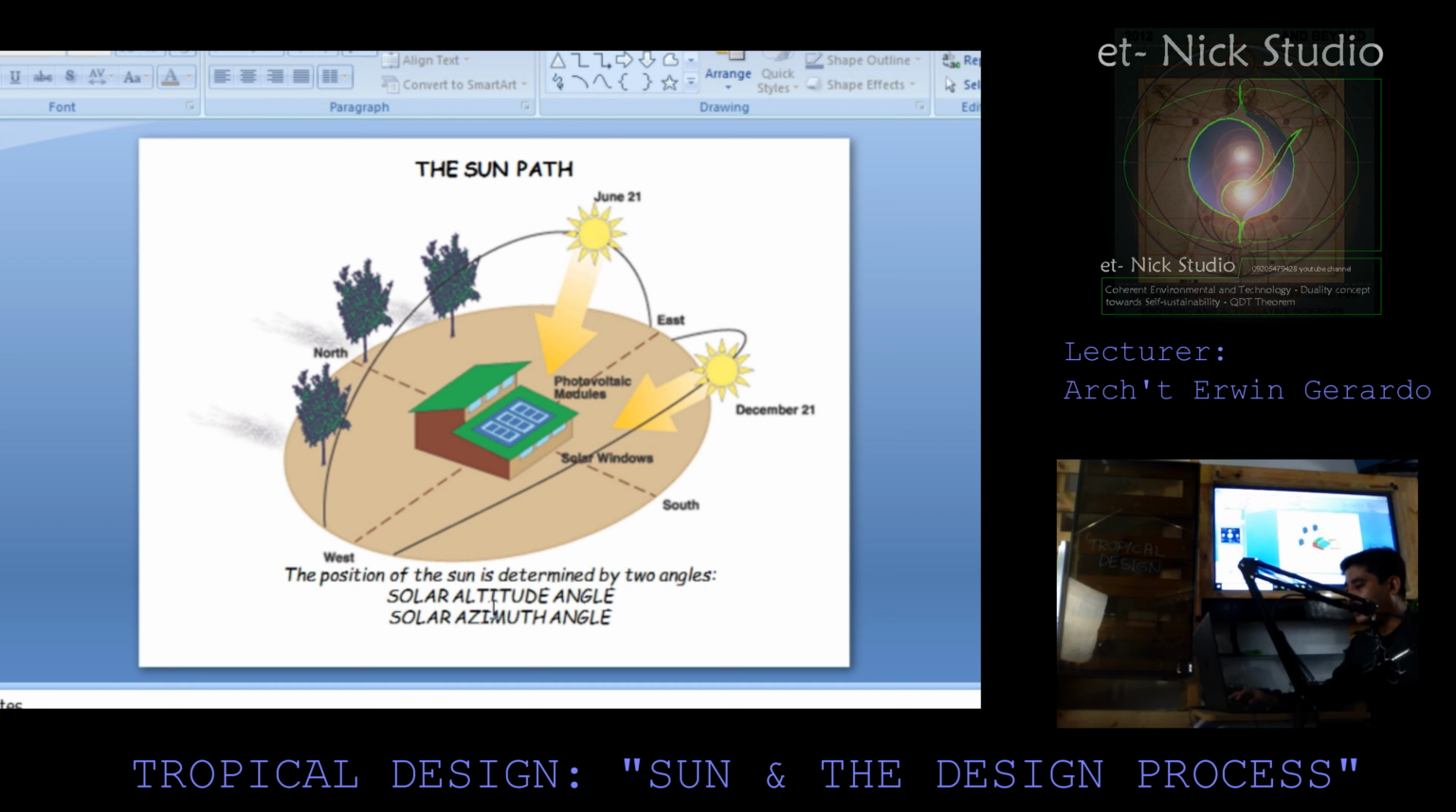Now, the position of the sun is determined by two angles, the solar altitude angle and the solar azimuth angle. When you say solar altitude angle, we will be able to utilize this because of the height. While for the solar azimuth angle, we can utilize this through the aid of this solar chart, which means that it is reflected in our planet.